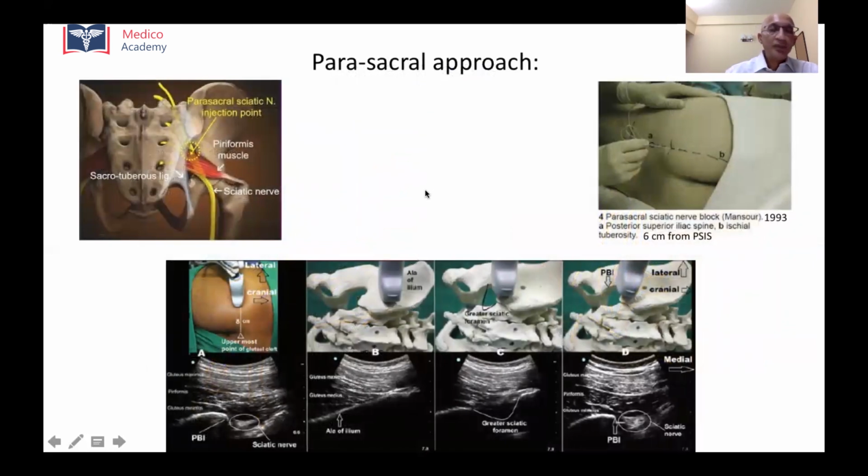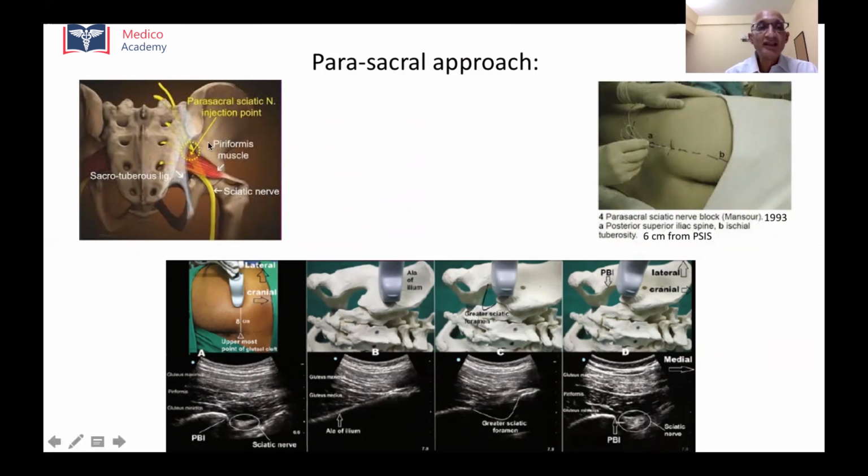The parasacral approach is the highest approach to sacral plexus block. It was described by Mansour in 1993, in which he said you draw a line from the PSIS to the ischial tuberosity, and about 6 centimeters caudal to PSIS is the needle insertion point, and you go straight in. With the help of PNS, you look for ankle movement as the sciatic nerve is stimulated.